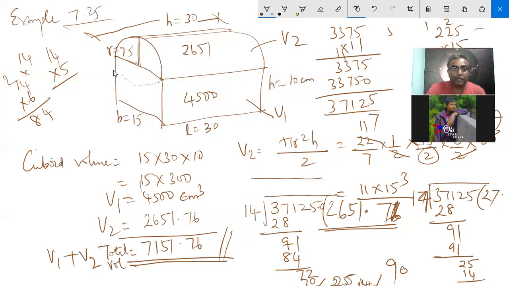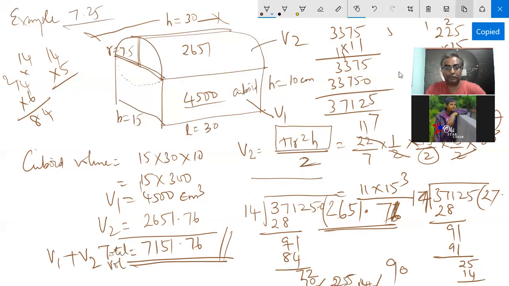What is the main idea? What Kaushik? What is the main idea here? There are two solids you must split it into. One is the cuboid, L into B into H. Okay, that is easy to get if you get 4500. The other one is a cylinder, but only half of the cylinder. So you use the formula for the cylinder, but divide it by 2. Okay. So 7151.76 is the answer.